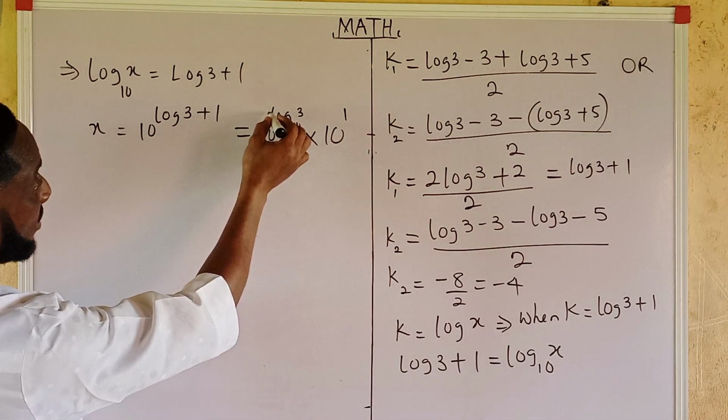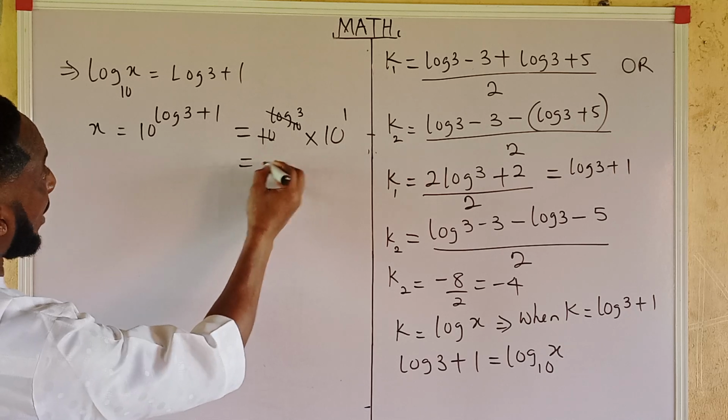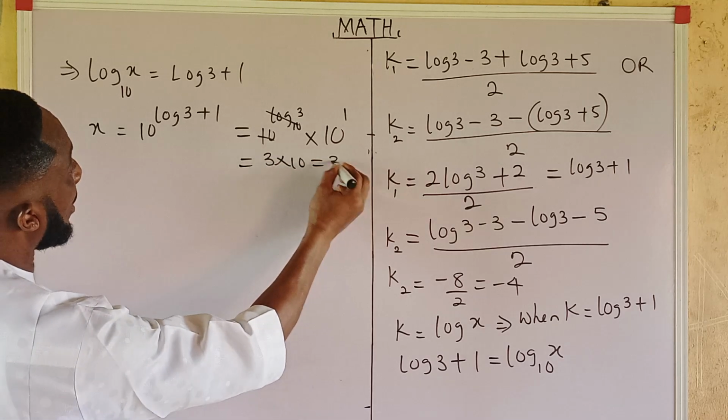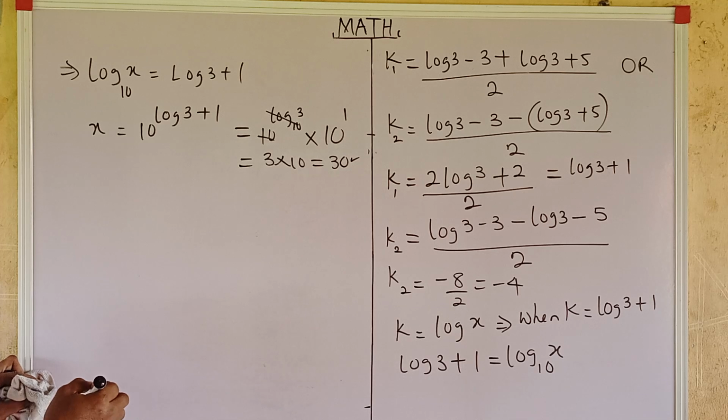Now, log to base 10, we cancel out 10. We are going to be having 3 times 10, which is 30. So that's the first solution for x.